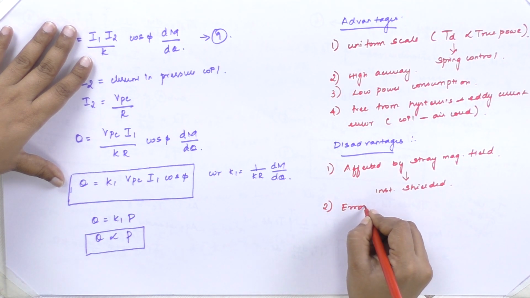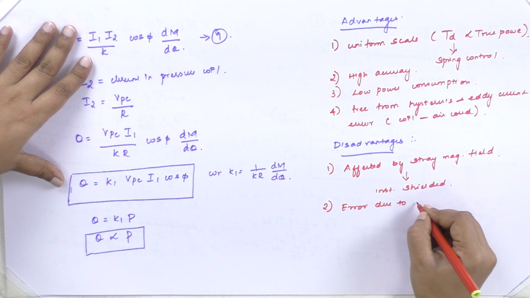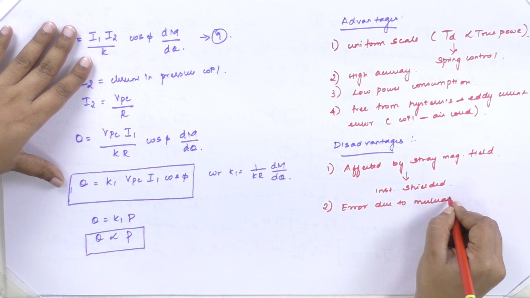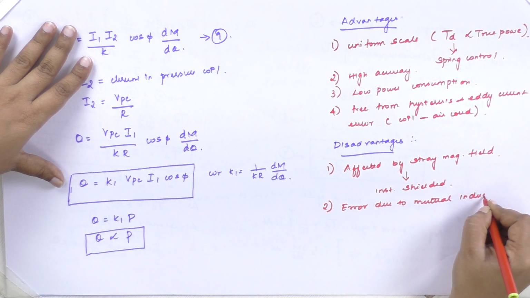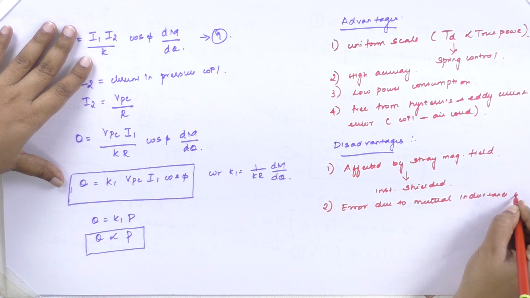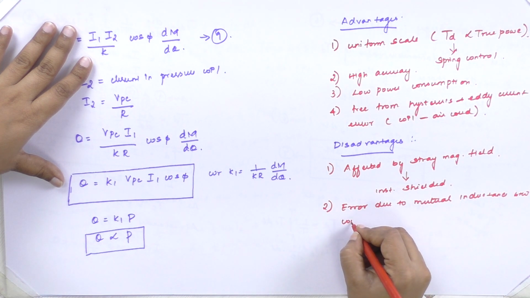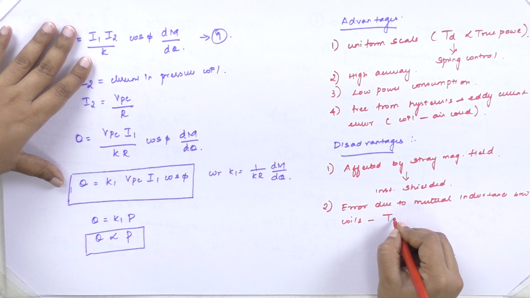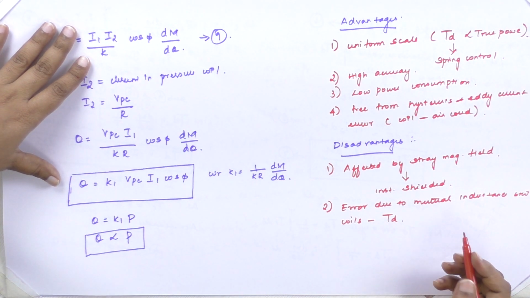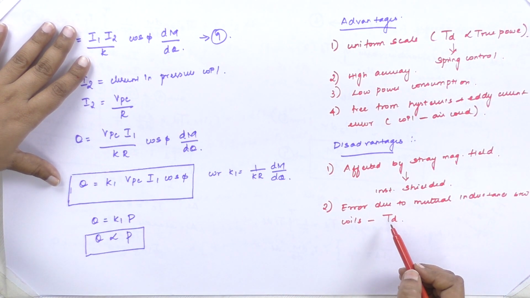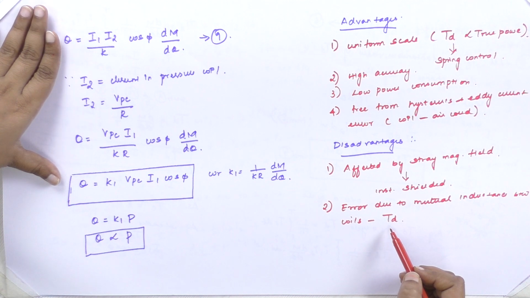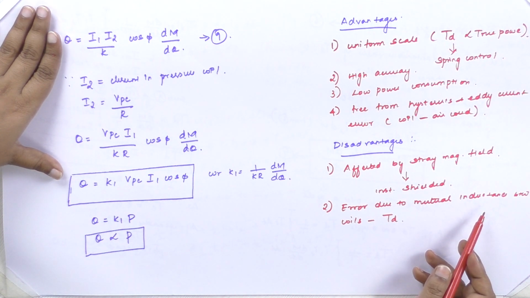Next, the error due to mutual inductance between the coils will affect the deflection torque produced. We have seen that the deflection torque produced will get affected because of the mutual inductance between the fixed coil and the moving coil.